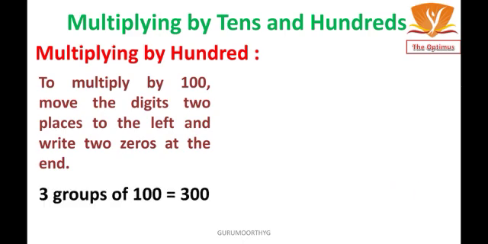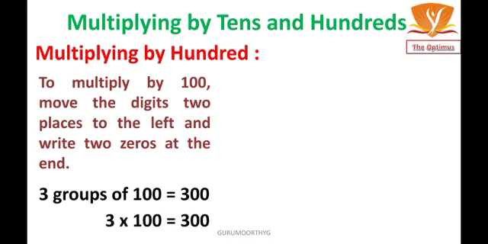From this example, we are going to learn that when a digit moves from the ones place to the hundreds place, it becomes 100 times. This means when we multiply 3 ones by 100, the value of the digit 3 becomes 100 times. That is 3 into 100 equal to 300.